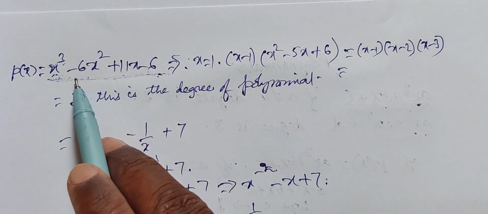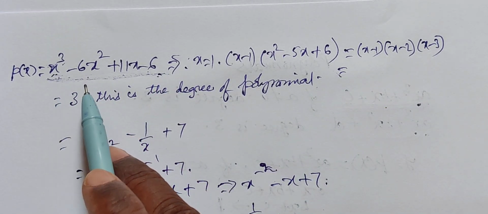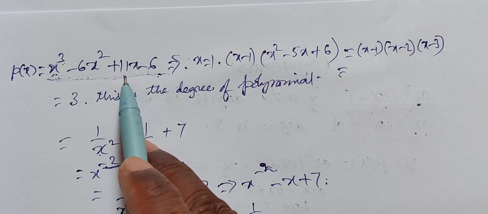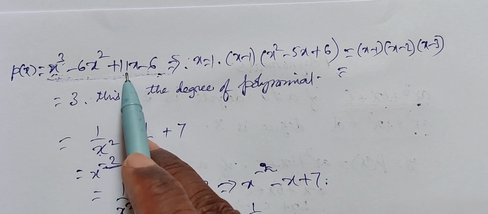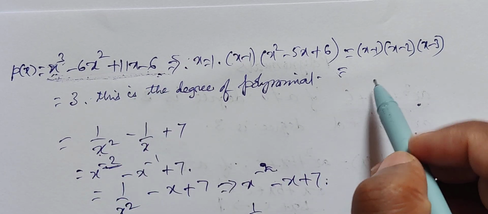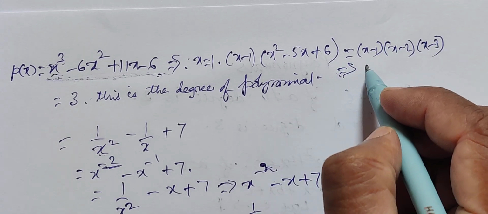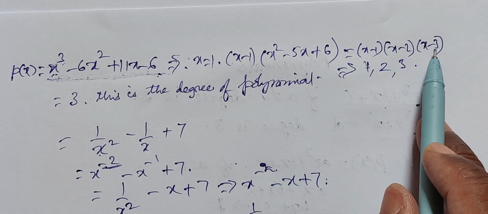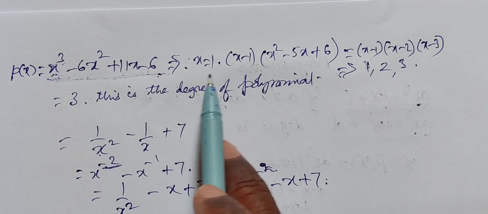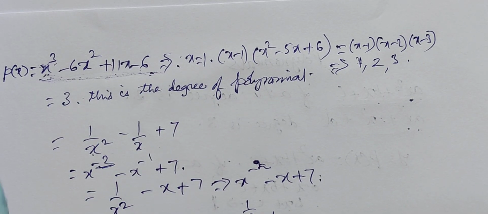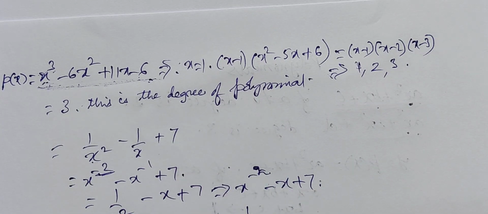See, if you substitute 2 also, 2 cube is 8, minus 24, minus 16 plus 22, that is 6 minus 6, 0. So the zeros of this particular polynomial are 1, 2, 3. You can even try substituting 3 in the given equation, and you will get 0. So this is the normal factorization method.